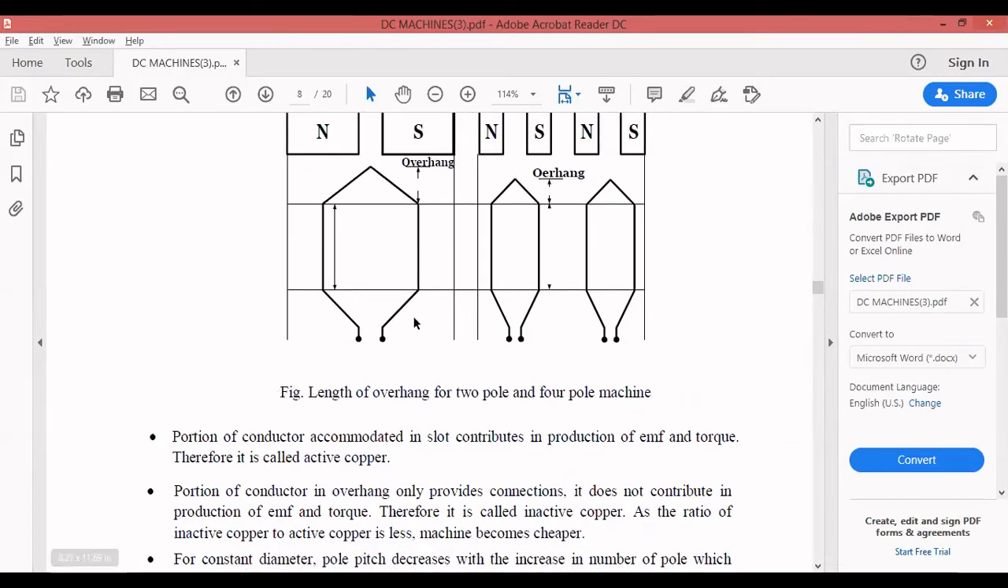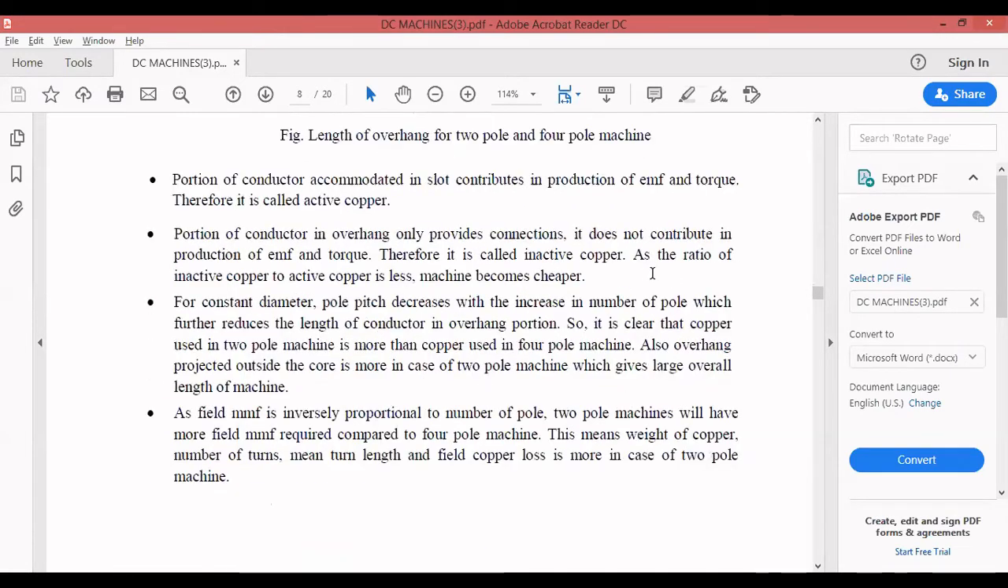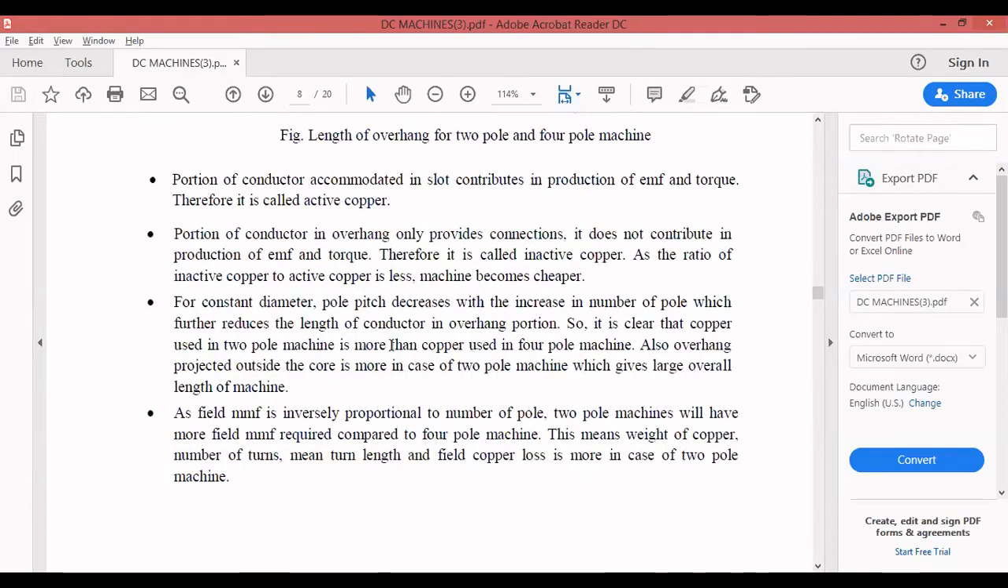So these overhangings, whether in two poles or four poles, will never contribute to EMF or torque production, and this portion of copper is called inactive copper. And this portion of the conductor is called active copper. So if the ratio of this overhanging to the active copper is less, then the machine will be cheaper. For a constant diameter of your armature, pole pitch decreases with increasing number of poles, which further reduces the length of the conductor in the overhang portion.